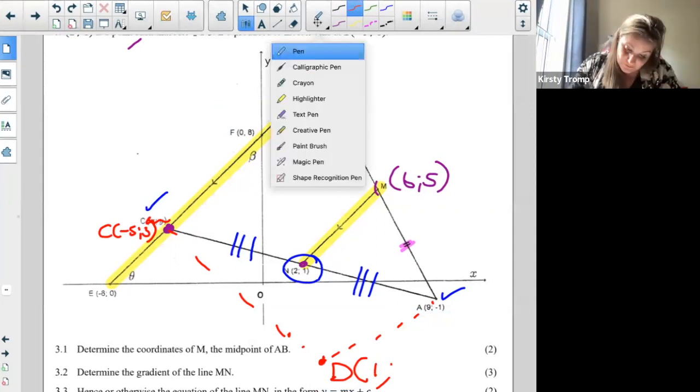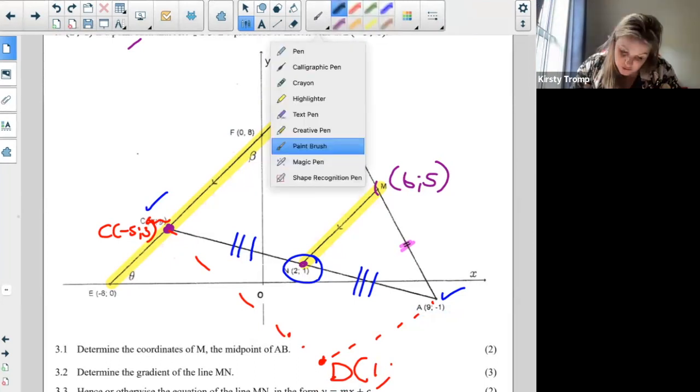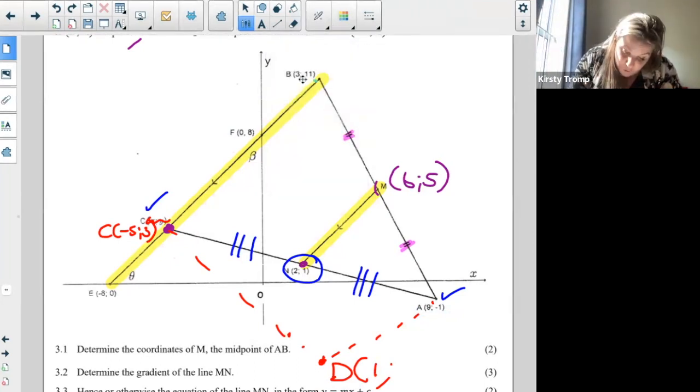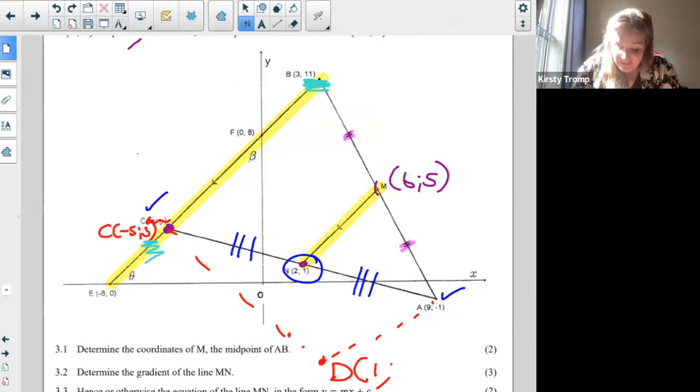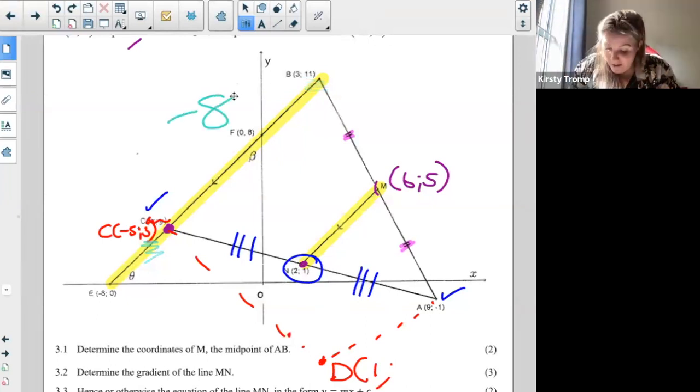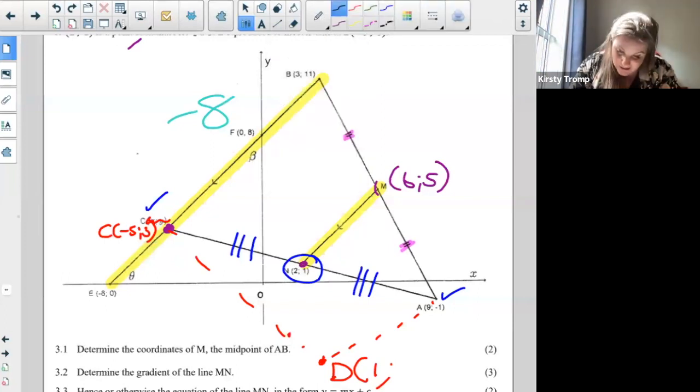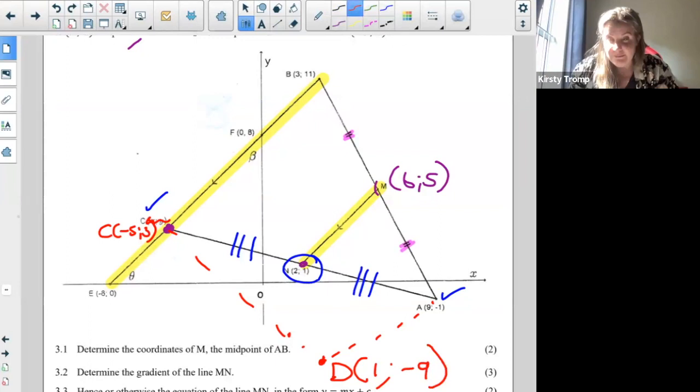What do you do to get from 11 to 3? You did the same thing. You also minus 8. So -1 minus 8 gives me -9.